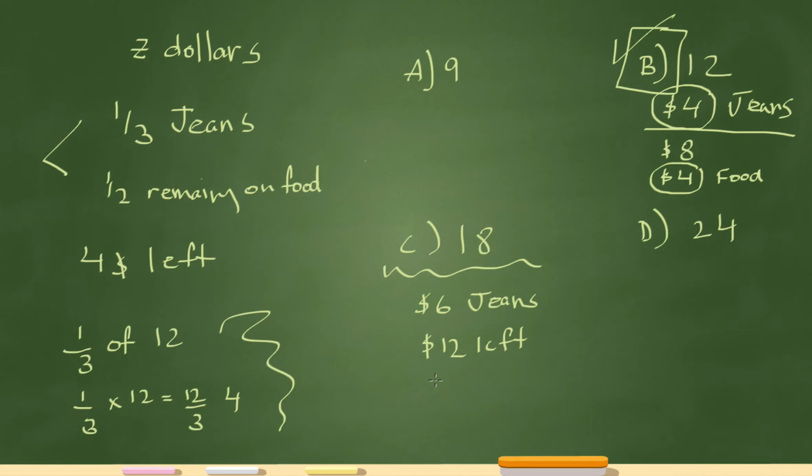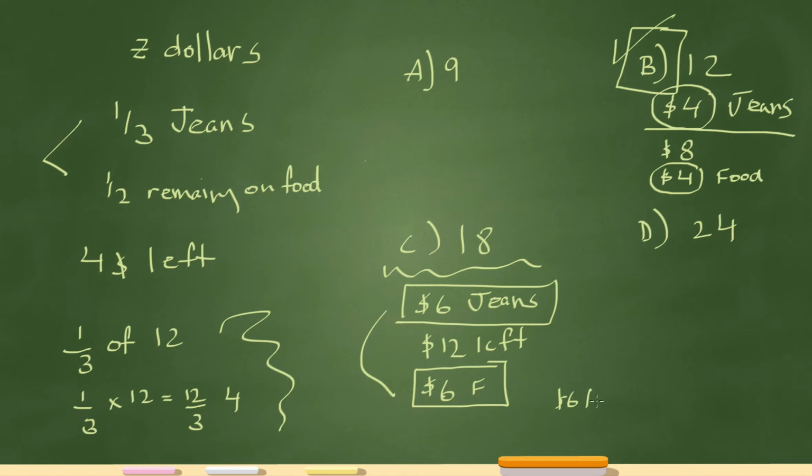Now out of that 12, she spends half on food. So that means she spends 6 on food. So she spends $6 on food, $6 on jeans. So that's a total of $12. She started off with 18. That means that she's got $6 left over here. So C wouldn't work. Just for fun, let's try out 24 also.